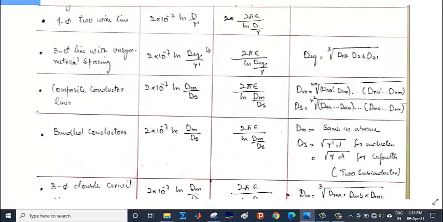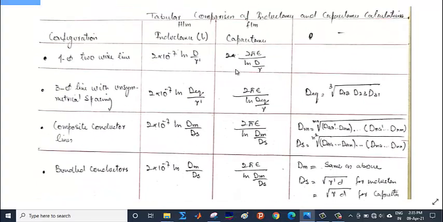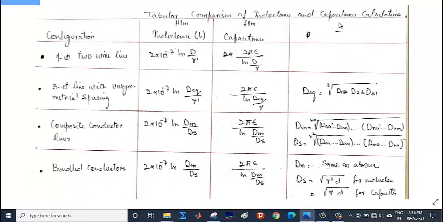I will maximize or zoom it like this. Now, the tabular comparison of inductance and capacitance calculations. The configuration is the single phase two-wire line. Inductance L, the unit is Henry per meter. Capacitance C, the unit is Farad per meter. For the single phase two-wire line, the inductance is 2 into 10 to the power minus 7 ln of d by r dash. But in case of capacitance, it is 2 pi epsilon divided by ln of d by r. Please note the difference that in case of inductance we used r dash, but here it is not r dash, it is directly r. There is no 0.7788 r, there is directly r.